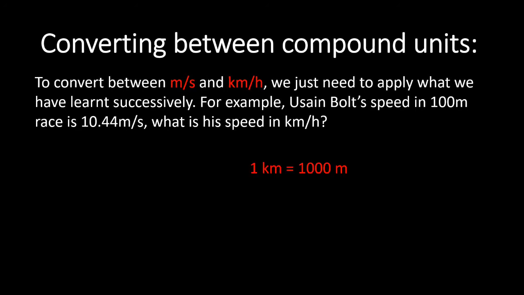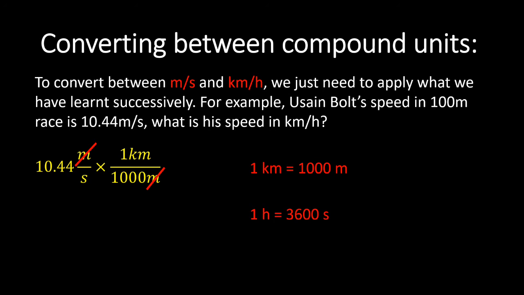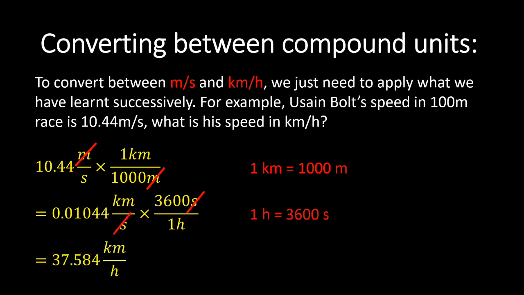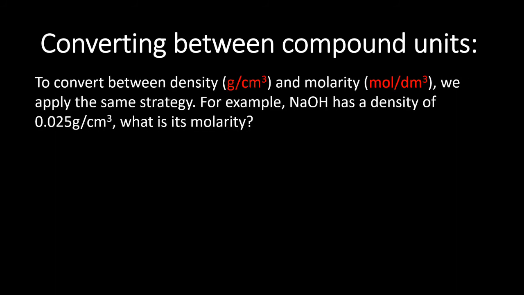To do this, first, we convert meter into kilometer by using the fact that 1 kilometer is 1,000 meter. After that, we will convert second into hour using the fact that 1 hour is 3,600 seconds. In the end, we know his speed is 37.584 kilometer per hour. I'll show you one more example that is highly relevant to students who study chemistry.